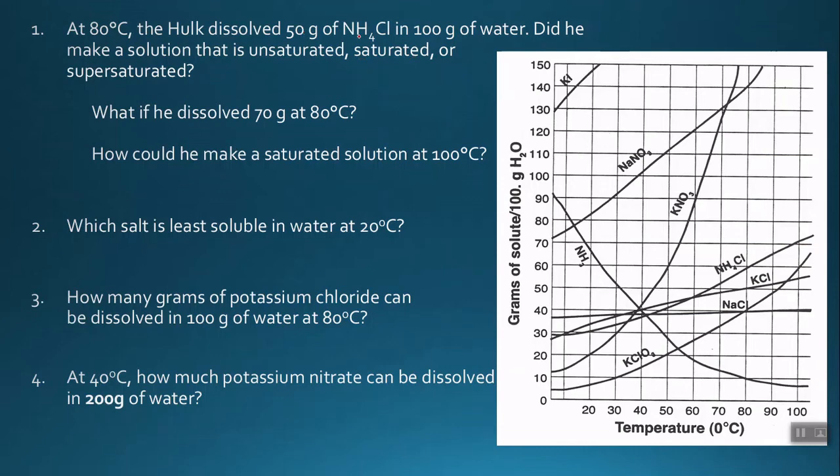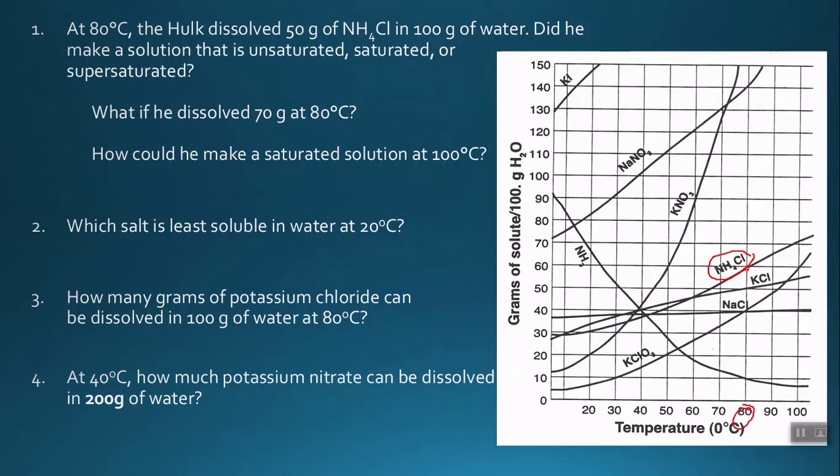So let's find ammonium chloride and let's find 80 degrees. Here's ammonium chloride at 80 degrees and we're right around here. So that's probably 60 grams? That can be dissolved at 80 degrees.